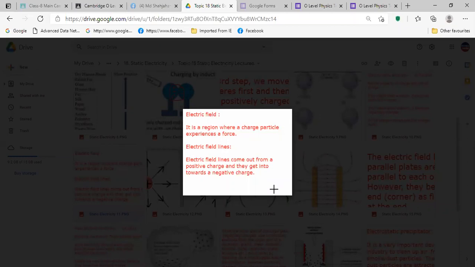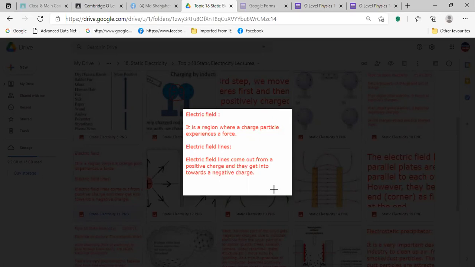Lamisa, can you please read electric field? Yes, sir. Electric field, it is a region where a charged particle experiences a force. Electric field lines come out from a positive charge and they go towards a negative charge. Okay.